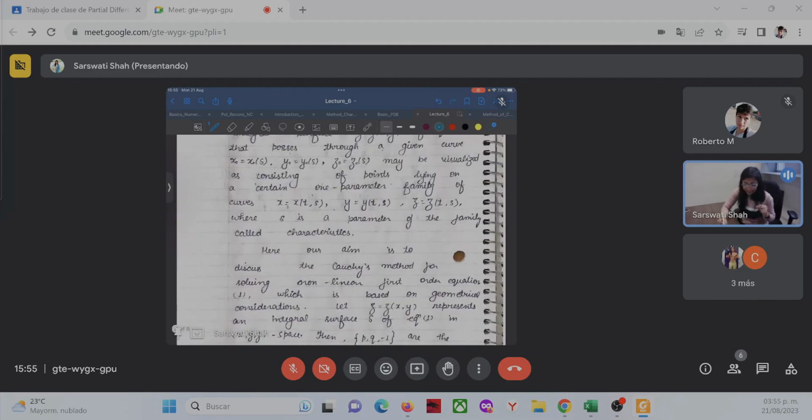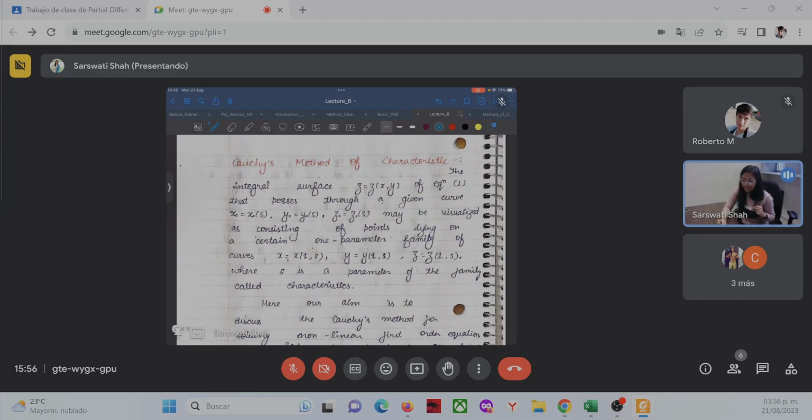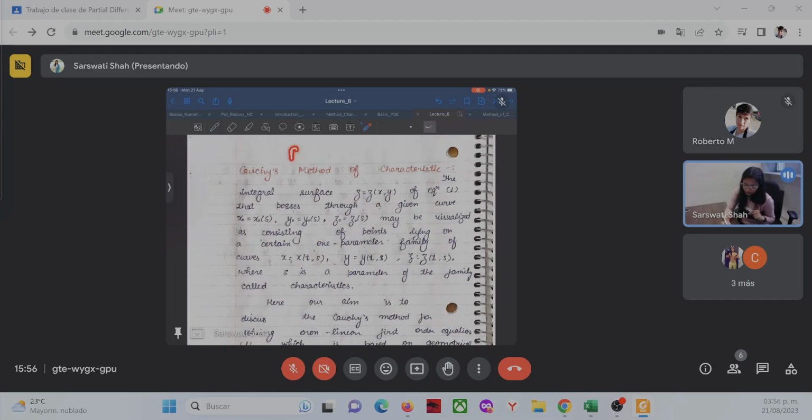So the integral surface z equals z of x, y, which was your first equation F(x, y, z, p, q) equals 0, passes through a given curve. This was the point: if I took an integral surface, here I took a point x, y, z, and this was depending on a parameter s. Because of that, dr over ds was the tangent at that parametric curve. So I am denoting it x naught, y naught and z naught. Maybe visualize it as consisting of points lying on a certain one parameter family of curves.